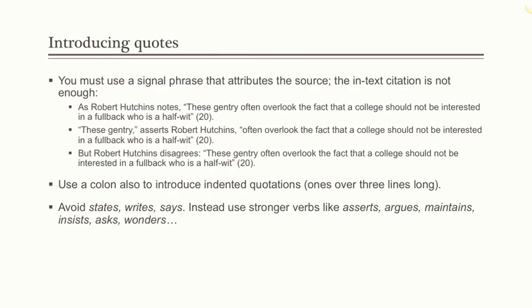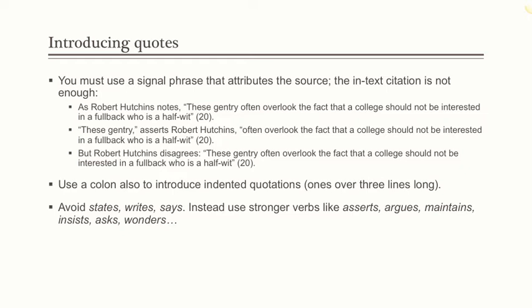You must use a signal phrase that attributes the source. The in-text citation is not enough. So, to correct the problem of the previous example: as Robert Hutchins notes, these gentry often overlook the fact that a college should not be interested in a fullback who is a half-wit. And notice how I've done the in-text citation. Since we gave Robert Hutchins' name in the sentence, we would only include the page number in the citation.